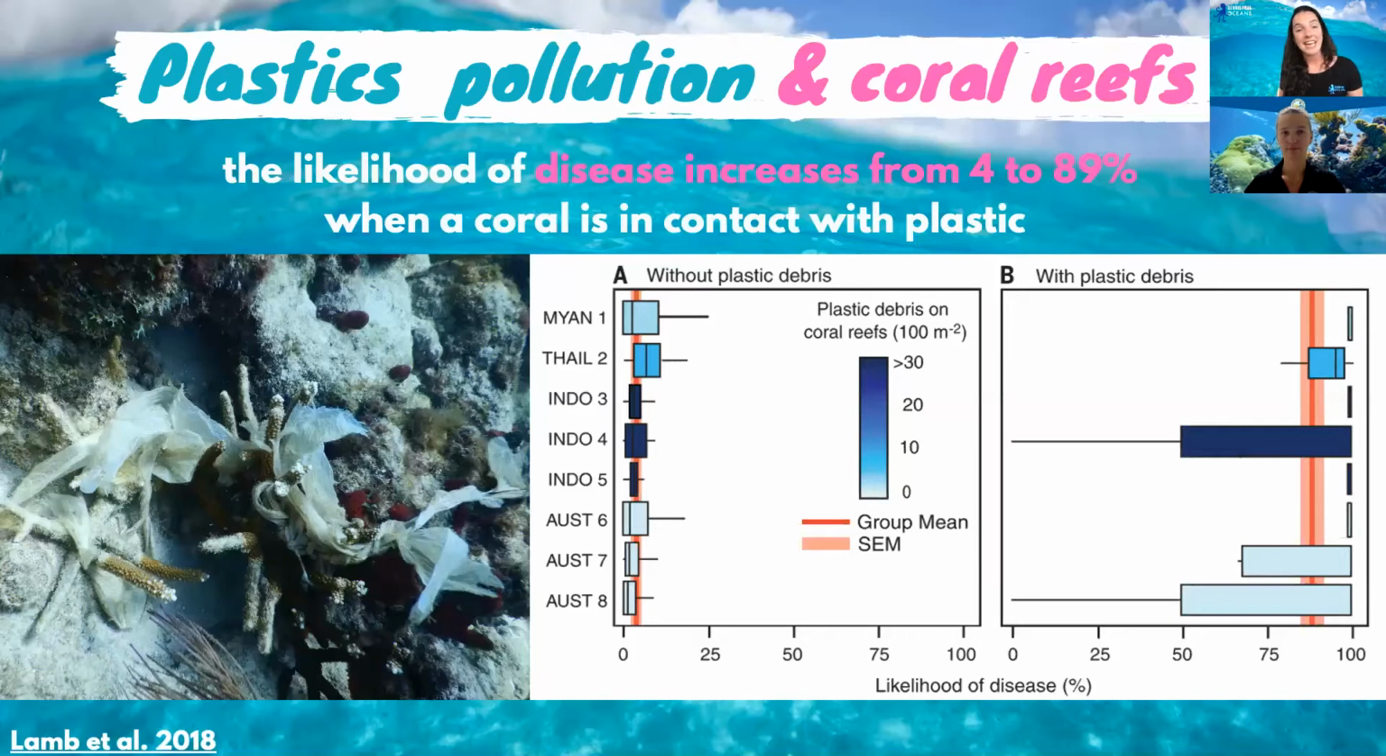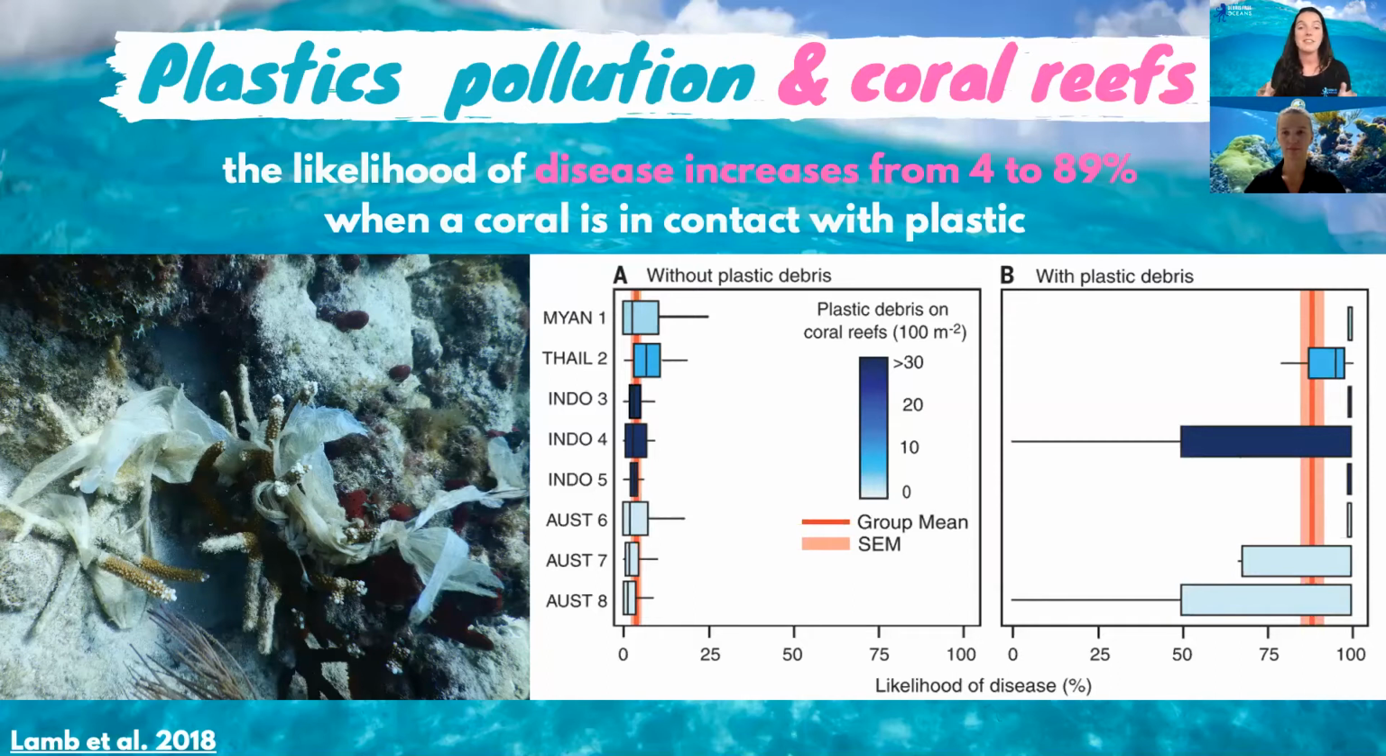So what does this mean? How does this impact our reefs? The same paper that quantified that density of plastics looked at disease. And so they went around and did surveys of specific coral colonies, looked at whether or not they were in contact with plastic, and then looked at whether or not they had disease. And they found that the likelihood of disease increases from 4 to 89% when a coral is in contact with plastic.